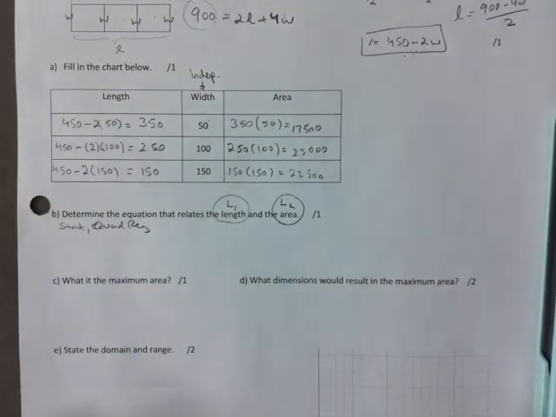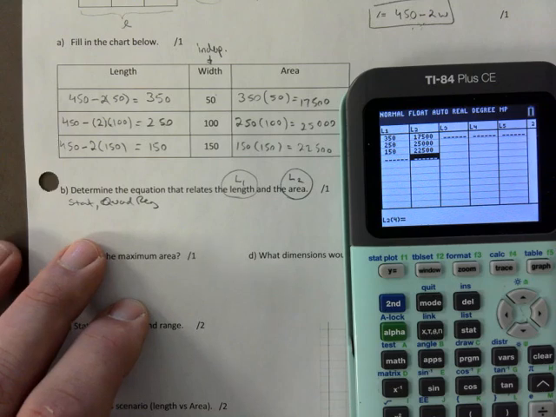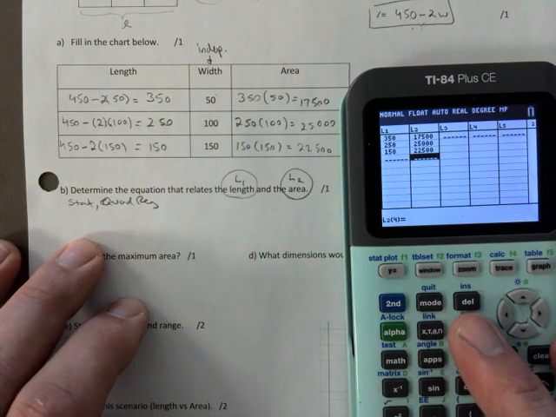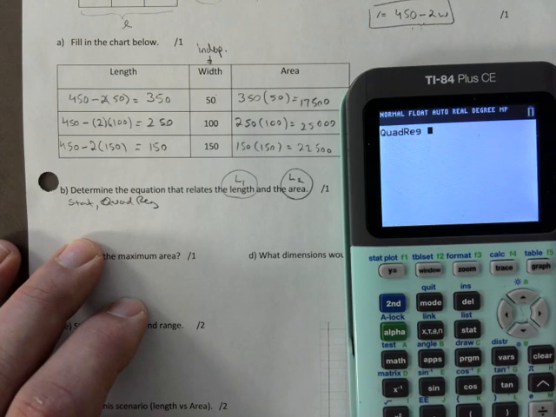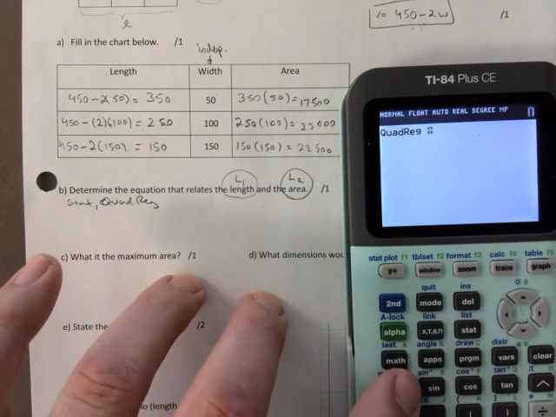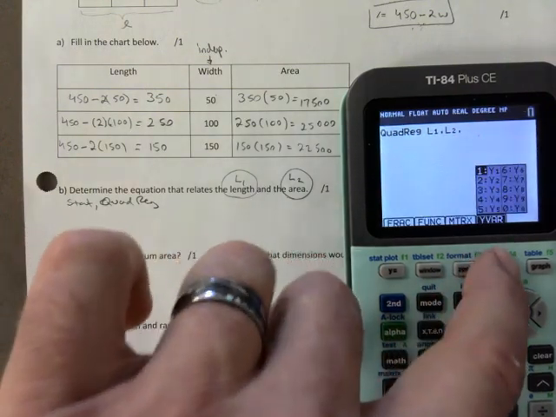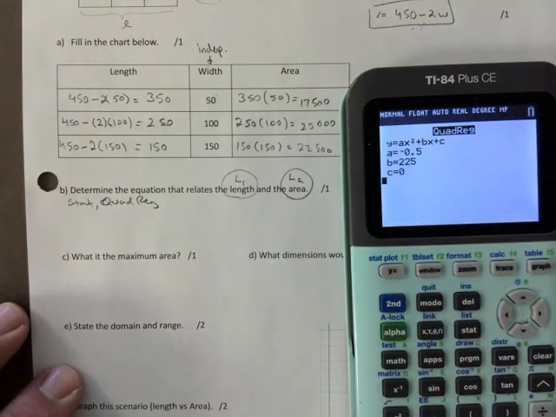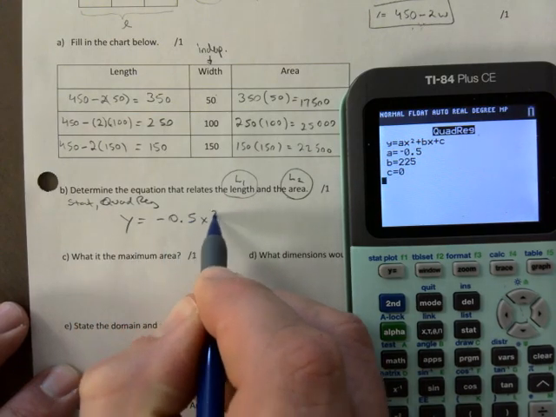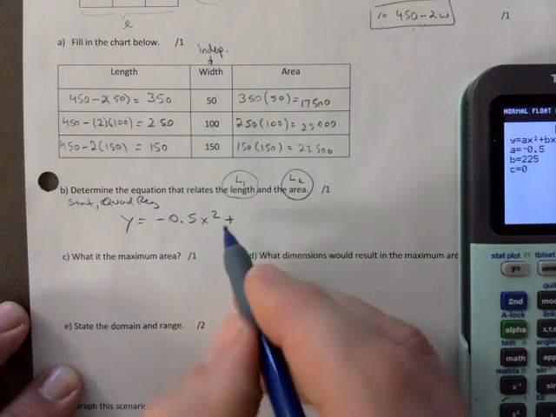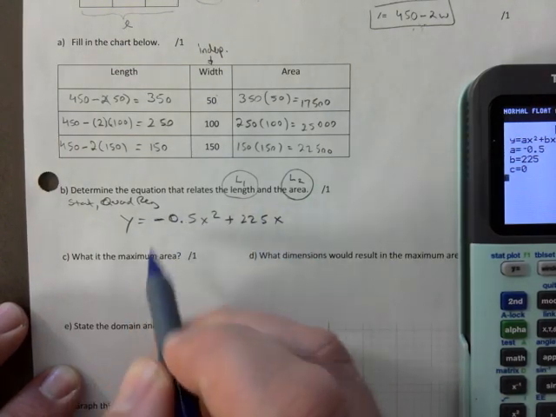Something quadratic or a few buttons that you're pressing to get there. So I'm going to go ahead and perform my regression. Stat, calc, quadratic regression, second 1, comma, second 2, comma, alpha, trace, y1, and there it is: negative 0.5x squared plus 225x, and it's a minus.